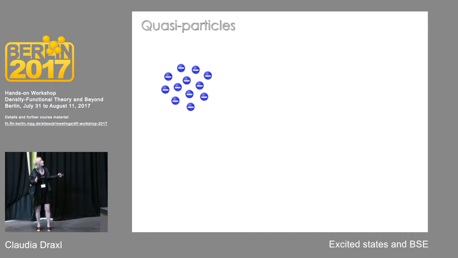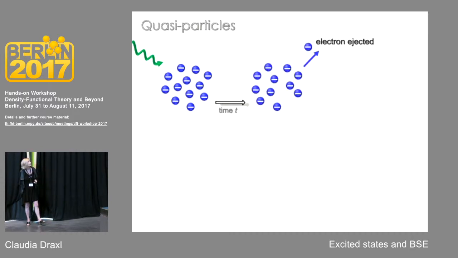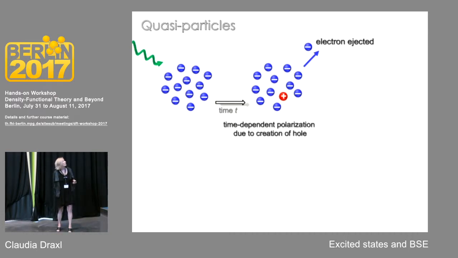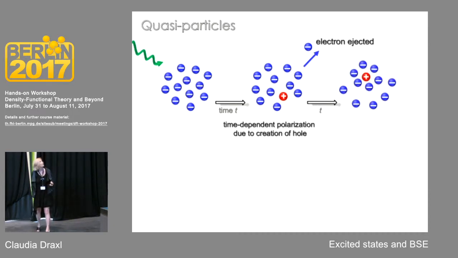So again, we start from this system of interacting electrons. Think about a photoemission process where we shine in light. After some time, you will realize that this light of high energy has ejected an electron. In other words, it has left a hole behind. And if you again look at a certain time, you see that the system has been polarized, and this polarization is time dependent. So if you look at it, then probably the hole has moved here, and some of these electrons have followed this hole, and the whole electron cloud has rearranged.